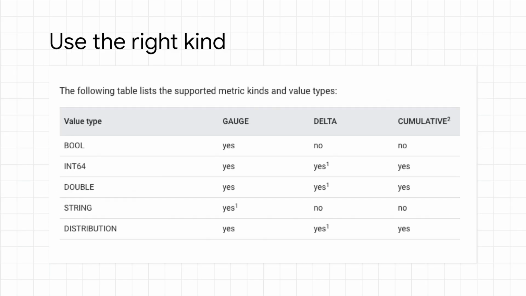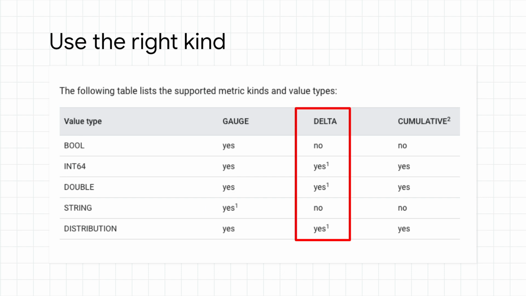Another common mistake is using the wrong kinds of metrics and alerts. There are 3 types of metrics and 5 types of data that can be used, and it's important to know when to use each. Types of metrics you can use are gauge metrics, where the value represents a specific instance in time. A common example is measuring CPU utilization at any point in time.